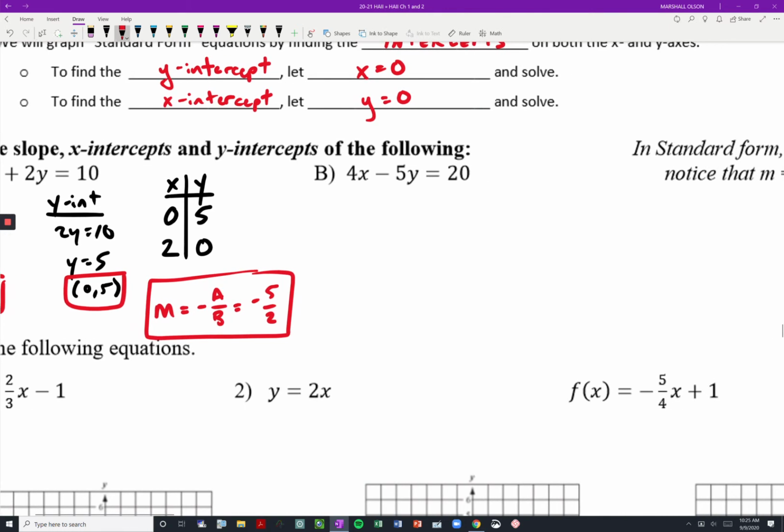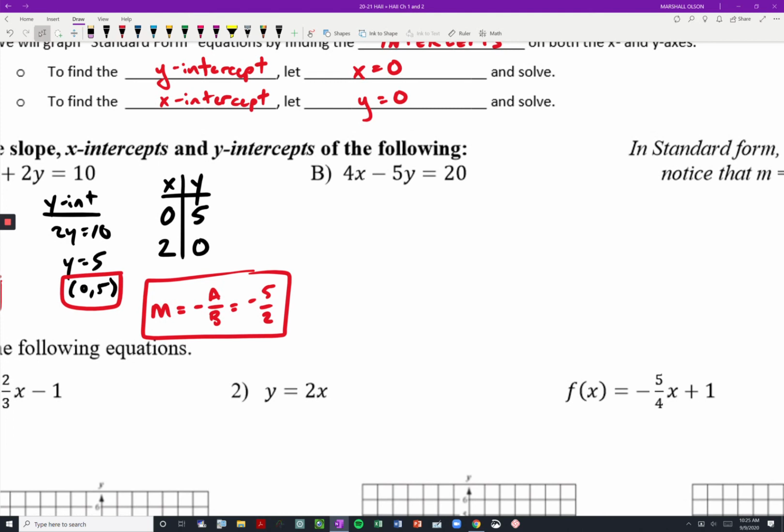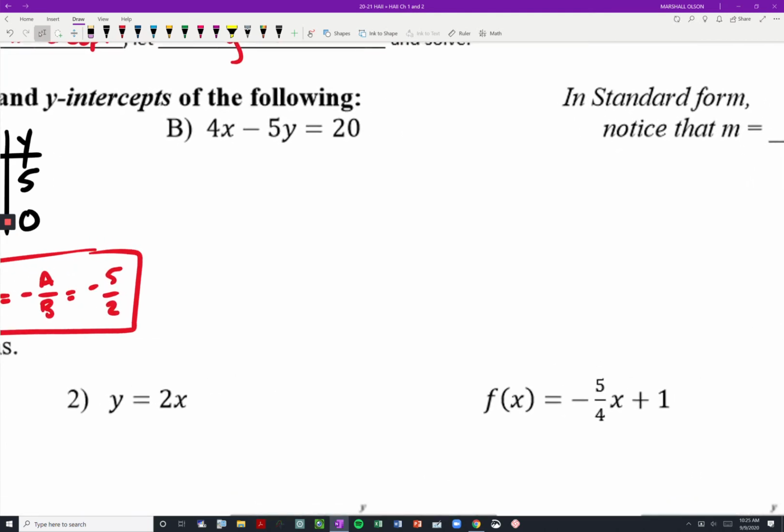Okay. We did one there together. Why don't you pause the video and then try to do this one on your own, and then we'll see if we get the same thing. I'm just going to use a table here with this one, and just go 0 in for x, 0 in for y.